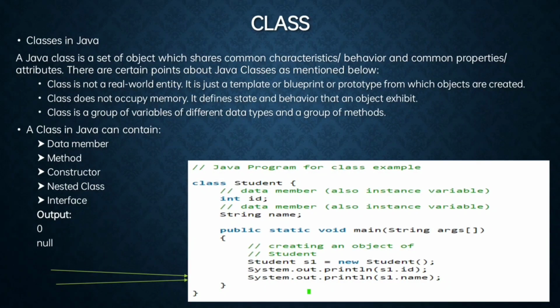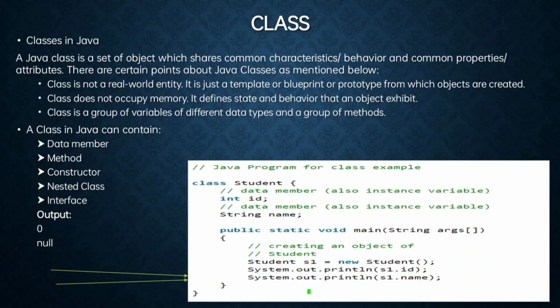Class is not a real world entity. It is just a template or blueprint or prototype from which objects are created. Class does not occupy memory. It defines state and behavior that an object exhibits. Class is a group of variables of different data types and a group of methods. A class in Java can contain data members, methods, constructor, nested class, interface, etc. We'll discuss all of these data members, methods, constructor, nested class and inheritance in our coming sessions.